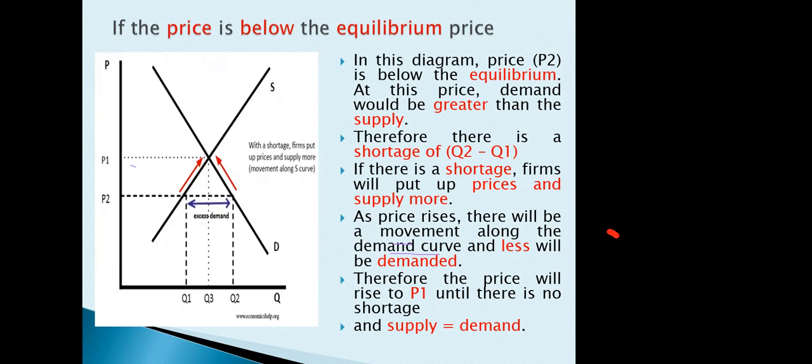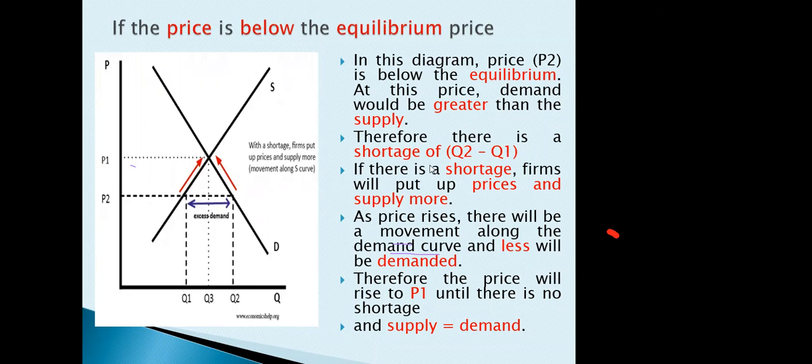So in this diagram, price P2 is below the equilibrium point. Price P2 is below the equilibrium price. At this price demand would be greater than supply. So demand would be greater than supply. How much supply is happening at P2? Q3 is happening. Getting this? But how much is it required? Up to... At this price demand would be greater than supply, therefore there is a shortage of Q3 minus Q1.